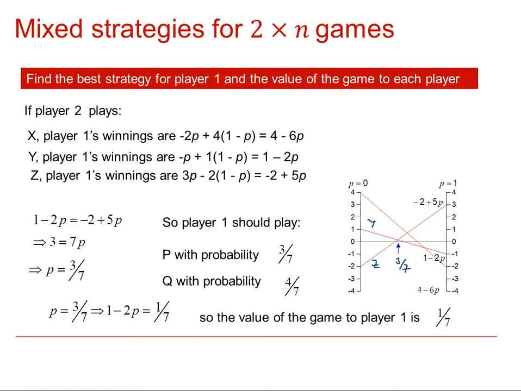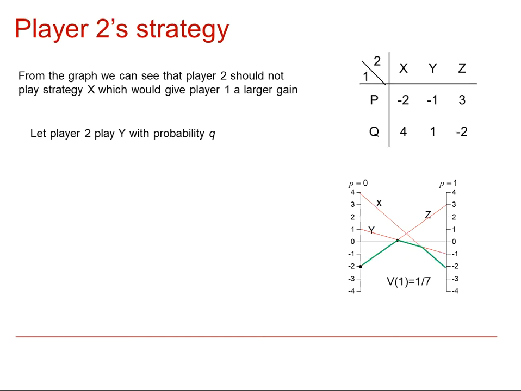Well, that's player 1 sorted out, and we can see on the graph there that the value is 3 over 7. What does this mean for player 2? Well, player 2 has to be a little bit careful. You can see here that they shouldn't really play x at all, because x would potentially mean that player 1's gains are going to be even higher. So we can see from the graph that player 2 is not going to play x at all.